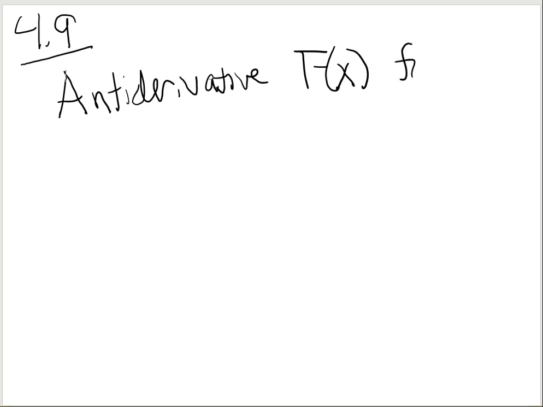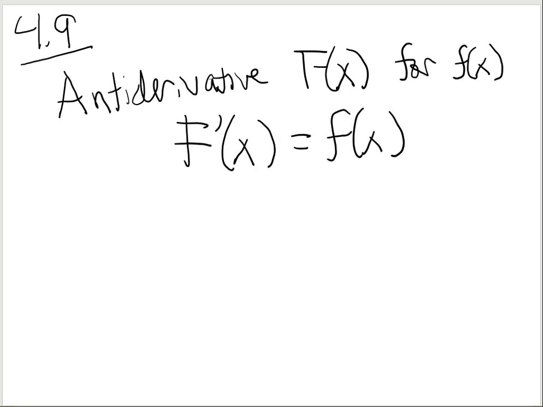Okay, so welcome back to part 2 of our discussion of antiderivatives. So remember, an antiderivative capital F of x for some function little f of x is such that F prime of x is equal to little f of x. So basically, a way of thinking about it is, as the word suggests, antiderivatives and derivatives in some sense cancel each other out.